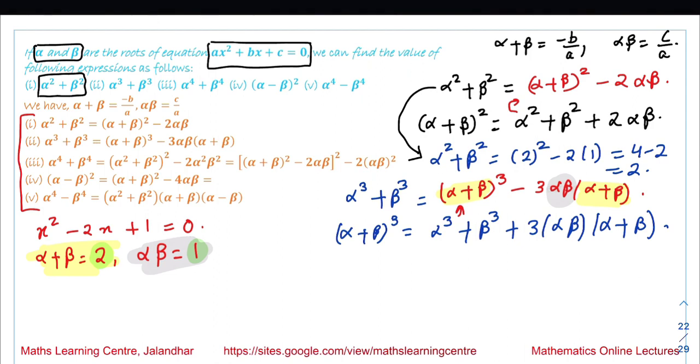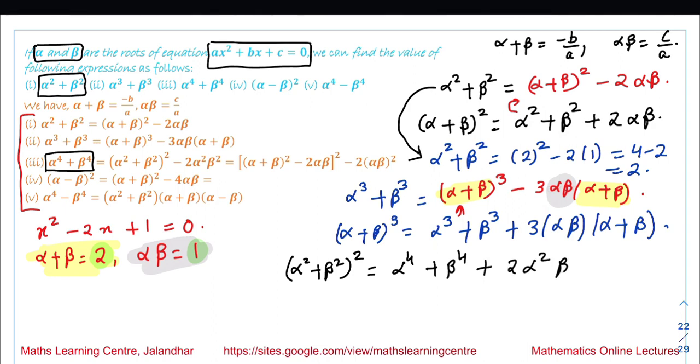Next, if we have to calculate the value of alpha⁴ + beta⁴, what formula are we going to use? It is (alpha² + beta²)² = alpha⁴ + beta⁴ + 2 alpha² beta². So we get alpha⁴ + beta⁴ equal to (alpha² + beta²)² - 2 alpha² beta².